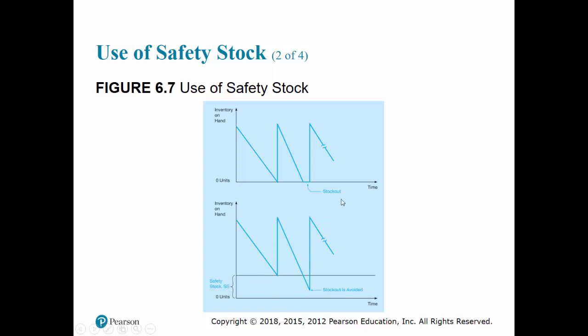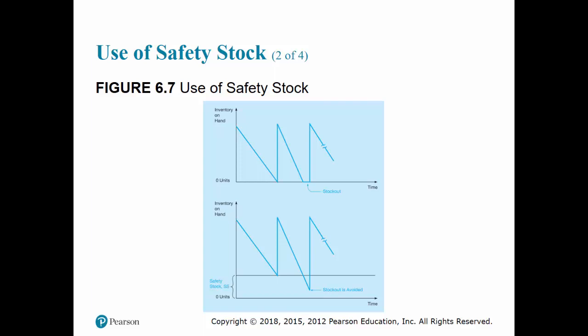Now that depends upon two factors. One is the variability in demand during lead time, how variable it is. If the variability is very small, then a small amount of safety stock is sufficient. For example, if there is no variability at all, then you need 0 safety stock. So if the variability increases, then you'll need more safety stock to protect against stock out.